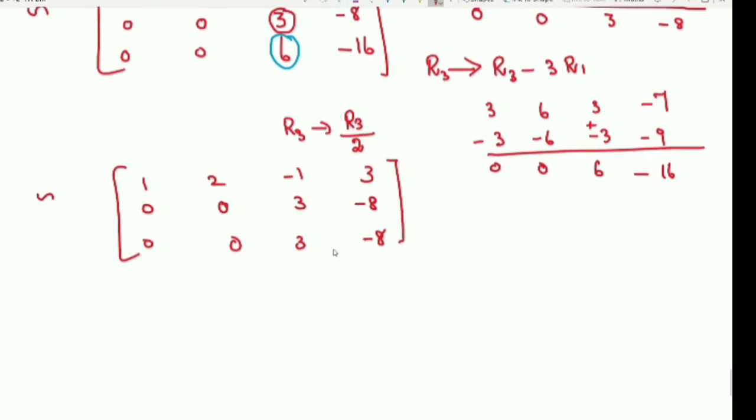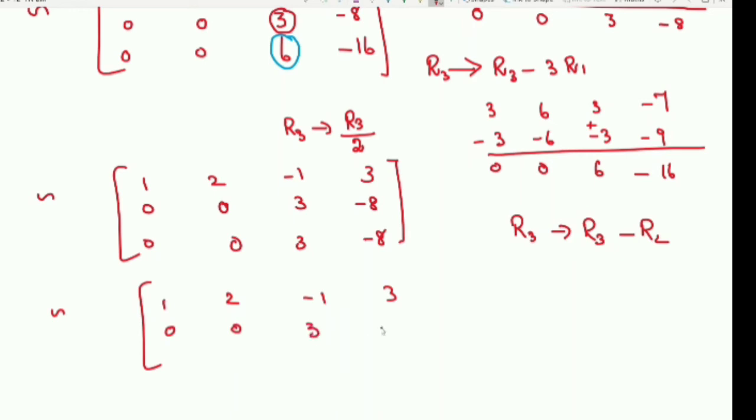Still it is not in the echelon form. But when you subtract, R3 is R3 minus R2. When I subtract here, I will get a 0. My aim is to make this as 0. So just subtract. So you will get now 1, 2, first row as it is. Second row we have changed: 0, 0, 3, minus 8. The third row subtract: 0, 0, 3 minus 3 is 0, minus 8 plus 8 will give you 0 here.